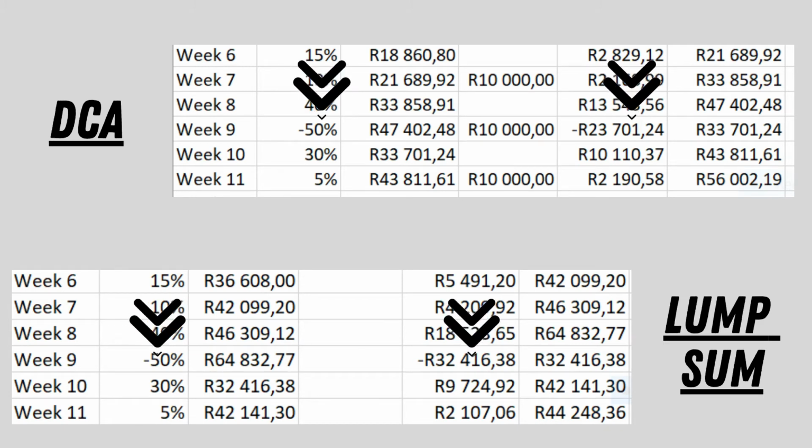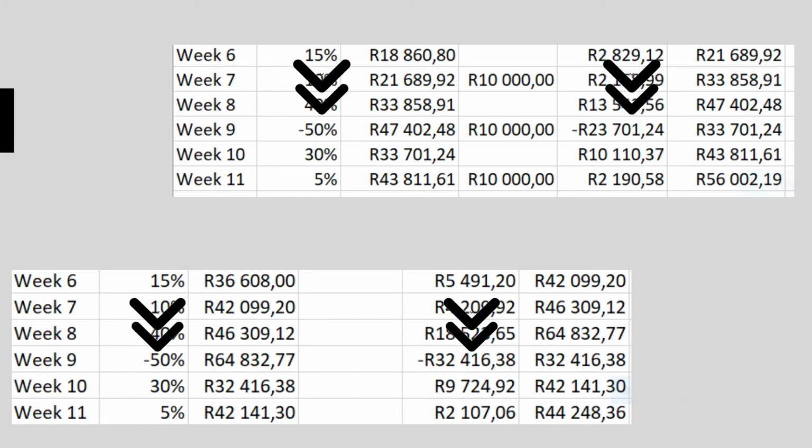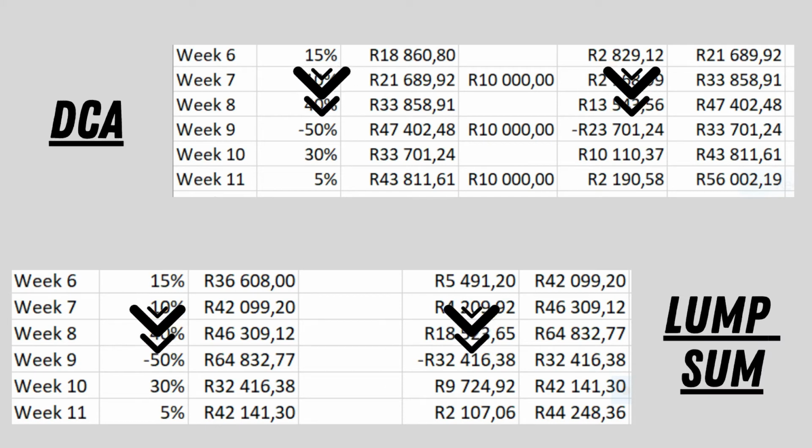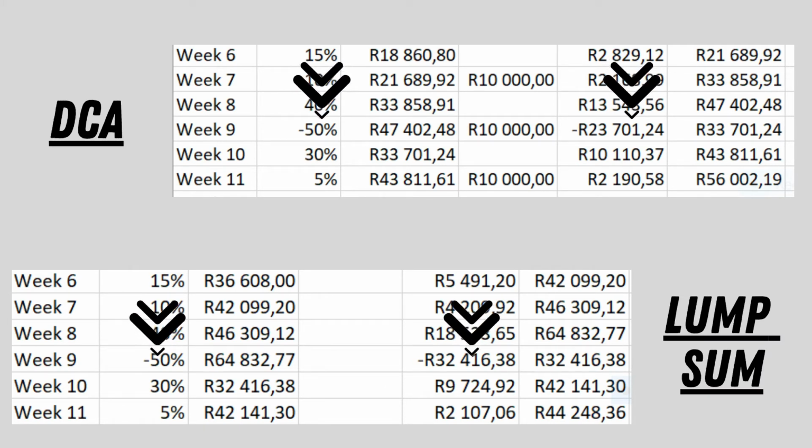But remember, with the dollar cost averaging method, we still have a few investments to come. With the lump sum one, we don't have any. We've already invested all our money. So this is actually quite scary if you think about that. Now let's quickly have a look at the next 5 weeks again.